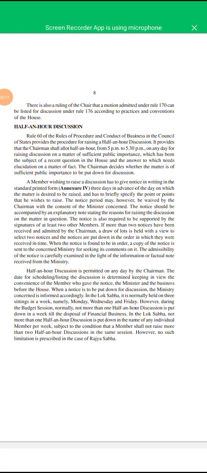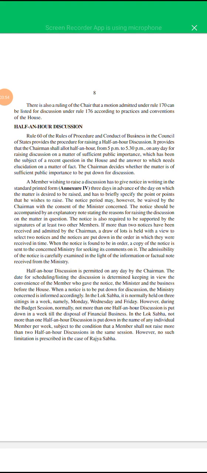When a notice is to be put down for discussion, the ministry concerned is informed accordingly. In the Lok Sabha, it is normally held on three sittings in a week, namely Monday, Wednesday, and Friday. However, during the budget session, normally not more than one half an hour discussion is put down in a week till the disposal of financial business.